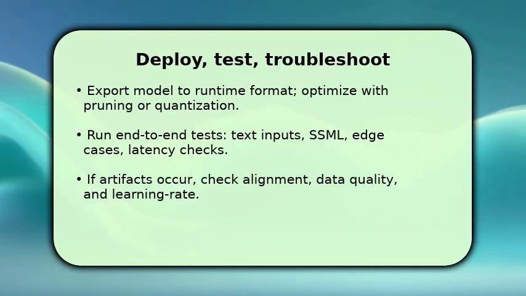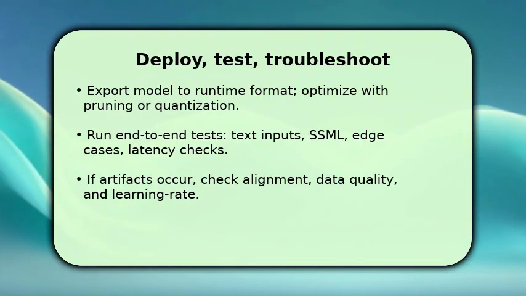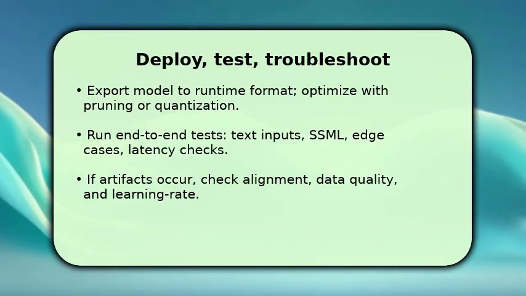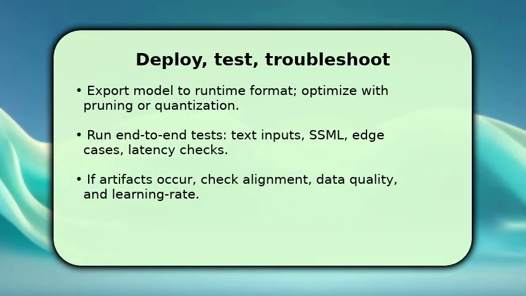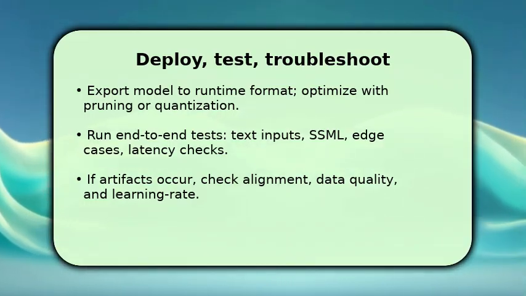If you hear glitches or robotic artifacts, first revisit alignment and data quality, then lower the learning rate or add more diverse samples. This troubleshooting step often fixes the majority of synthesis problems.